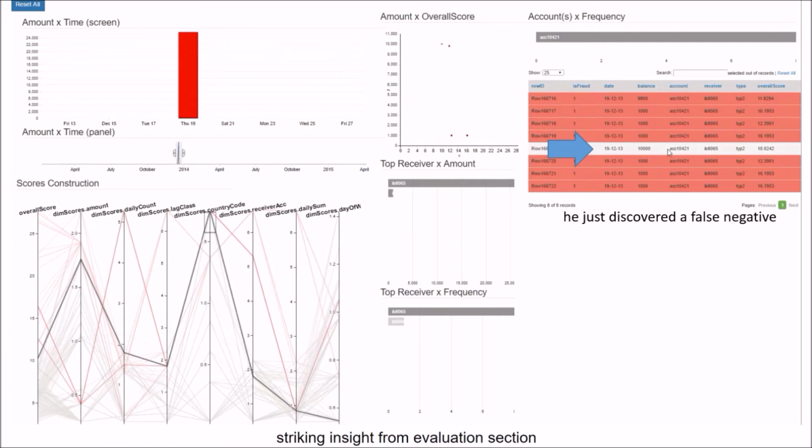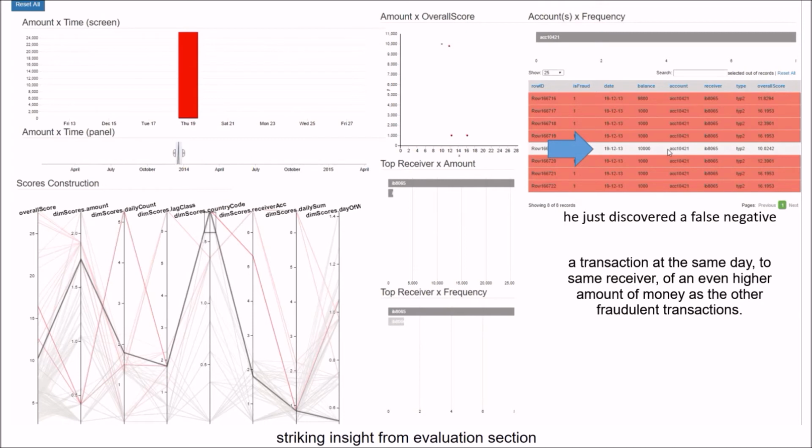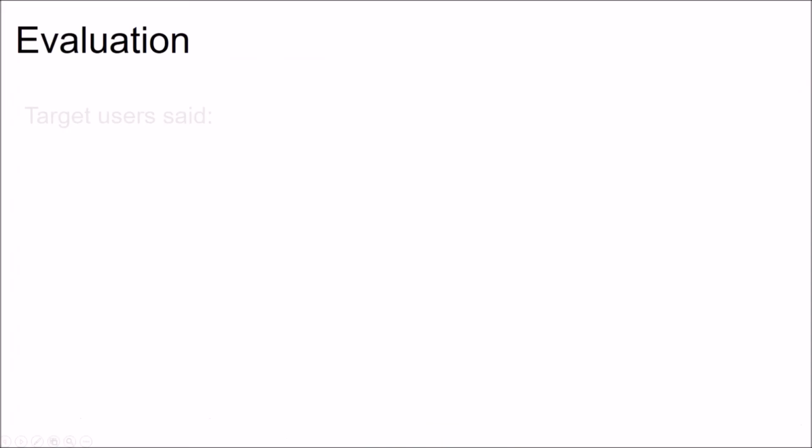He just discovered a false negative, a transaction at the same day to the same receiver of an even higher amount of money as the other fraudulent transactions.